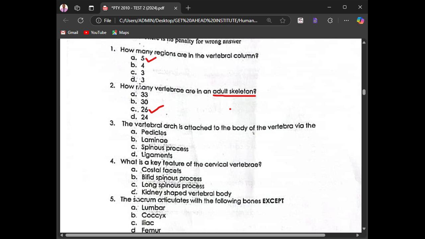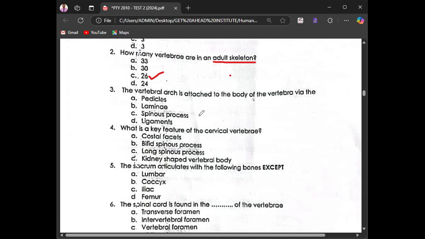We go to question 3. Question 3 says the vertebral arch is attached to the body of the vertebrae via the: A pedicles, B laminae, C spinous process, D ligaments. Which one are we going with?